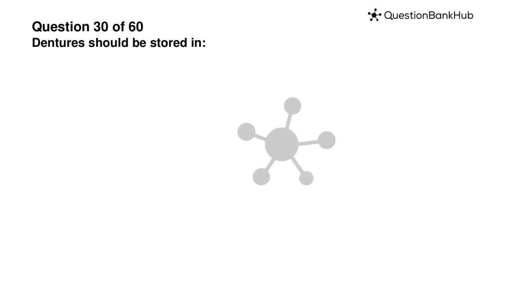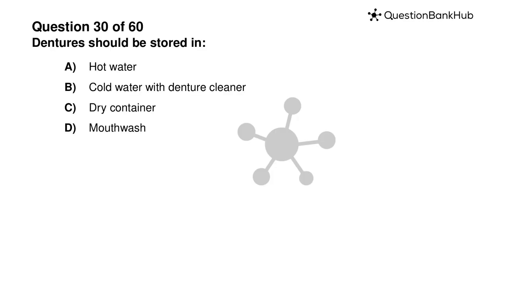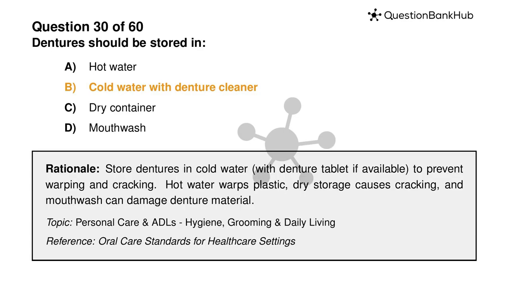Question 30. Dentures should be stored in: A. Hot water. B. Cold water with denture cleaner. C. Dry container. D. Mouthwash. The correct answer is B. Cold water with denture cleaner. Store dentures in cold water, with denture tablet if available, to prevent warping and cracking. Hot water warps plastic, dry storage causes cracking, and mouthwash can damage denture material.